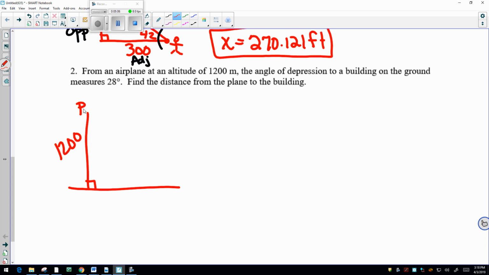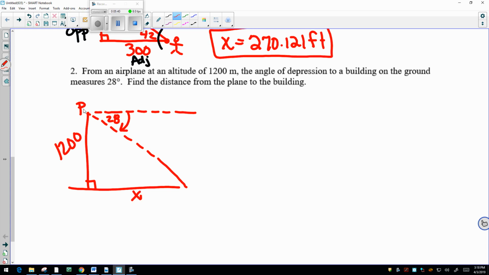Okay. And now it's saying the angle of depression. So that's telling me, okay, think normal line of sight. And we said depression, I need to look down. So this angle that we just created, that's your angle of depression. And it measures 28 degrees. And we have to find the distance from the plane to the building. Okay. So if we're looking at this, I want to find the distance right here. Here's my building. I want to find the distance across.